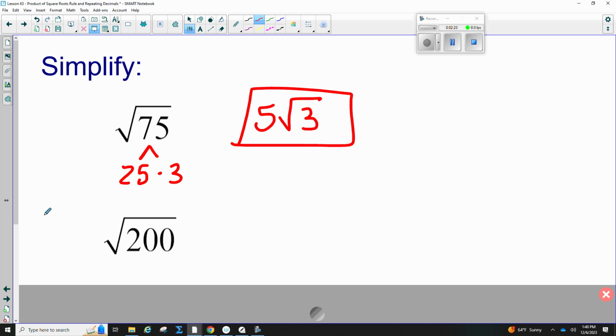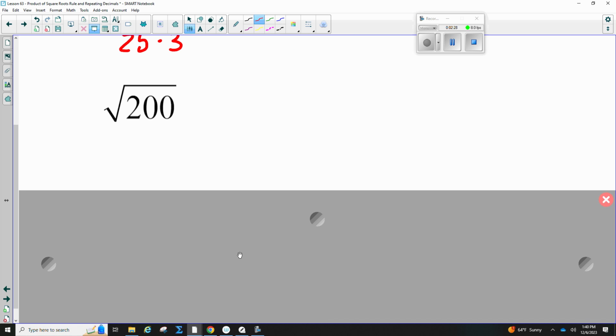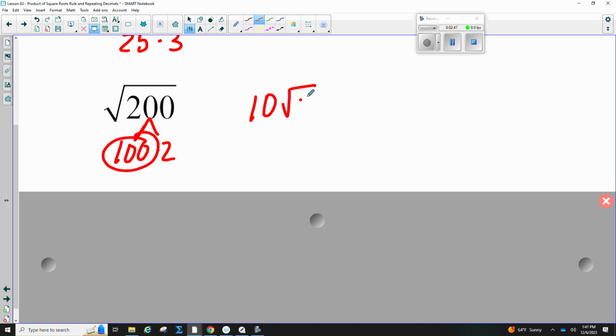All right, 200, the square root of 200. What is a perfect square that goes into 200? If you come up with 100, that will help your life, all right? This one will be a lot easier. I'm going to show you both ways, okay? So let's say right off the bat, you're like, yep, 100 times 2, right? What is the square root of 100? 10, all right? And then the 2 stays inside.